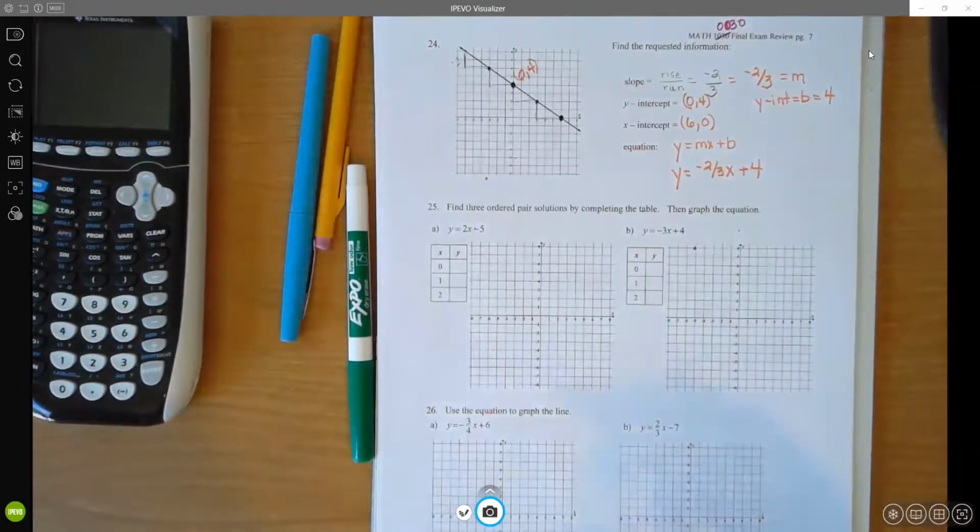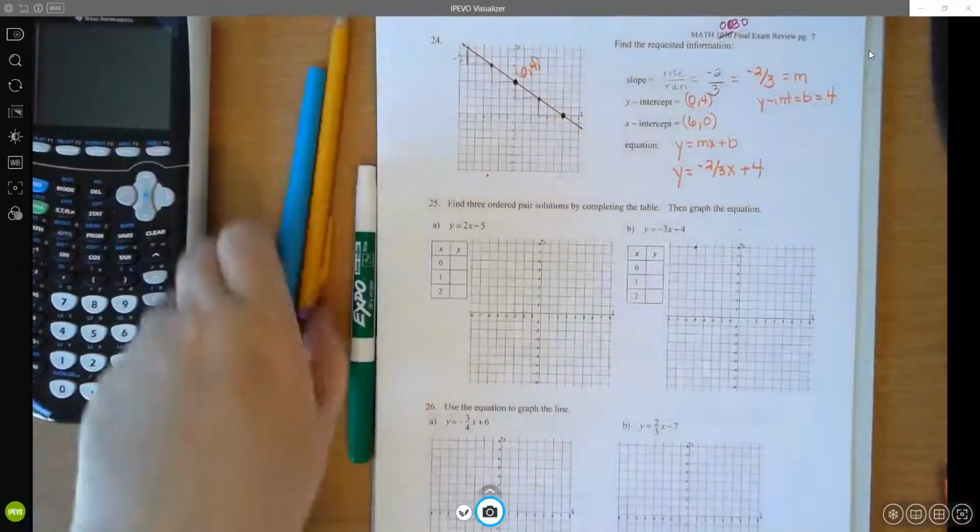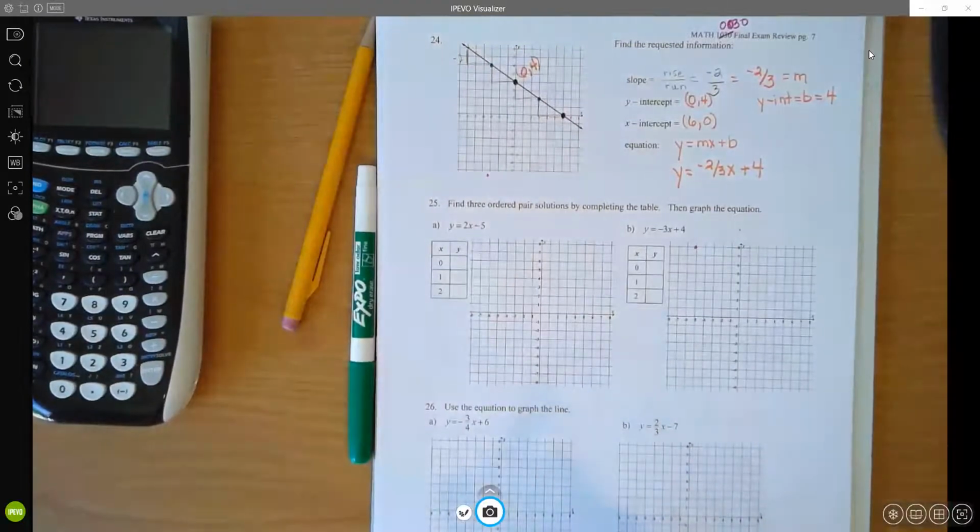Okay, let's look at number 25. It says find 3 ordered pair solutions by completing the table, then graph the equation. Again, we're not using the slope and the y-intercept. We're doing this by finding ordered pair solutions. And in this case, we're plugging in 0, 1, and 2 into the equation.